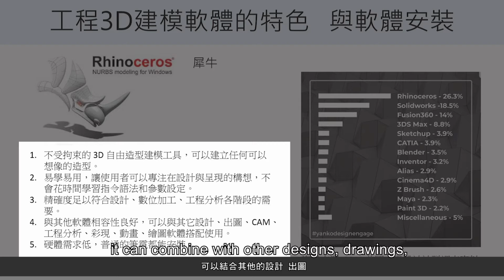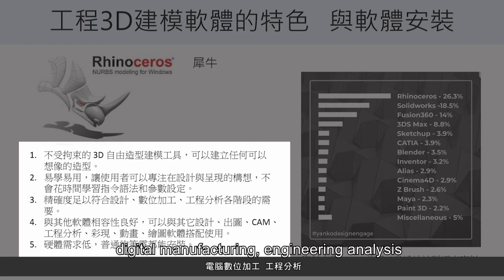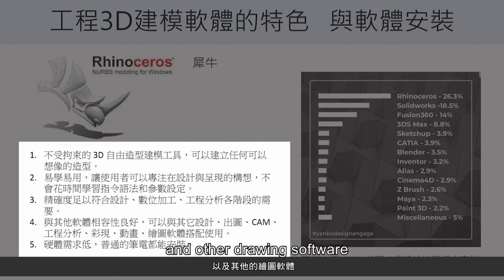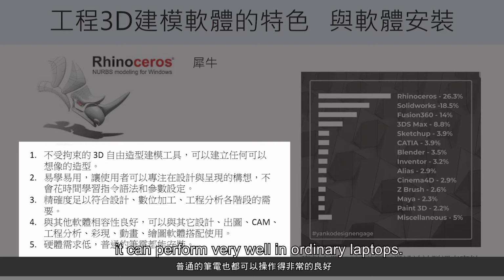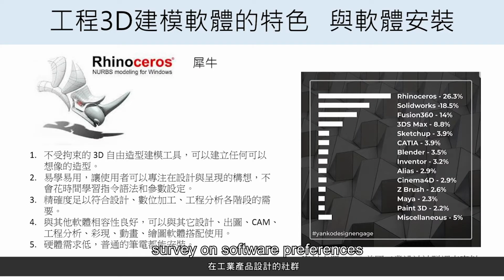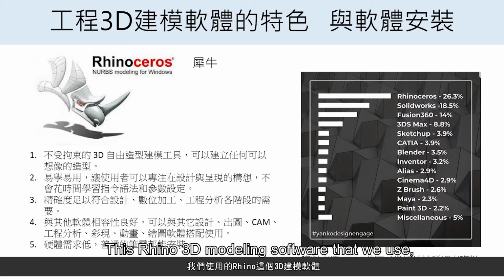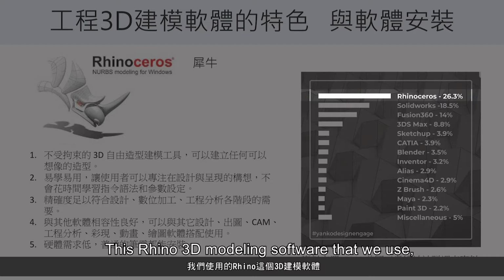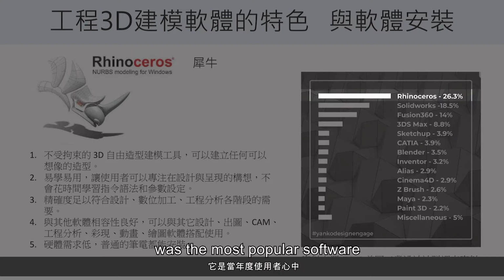It can combine with other designs, drawings, digital manufacturing, engineering analysis, and other drawing software which can be used together. Fifth, its hardware requirements are very low. It can perform very well in ordinary laptops. On the right is shown a survey on software preferences done in an industrial design community in 2019. This Rhino 3D modeling software that we use was the most popular software among users during that year.